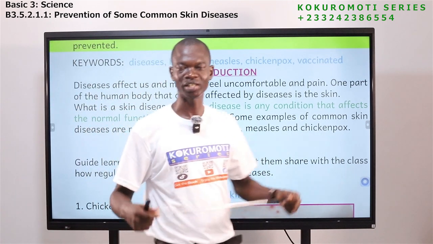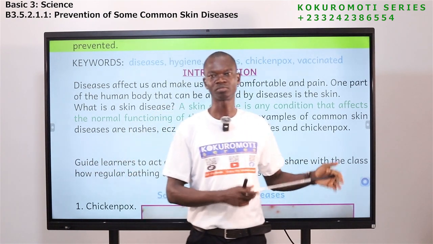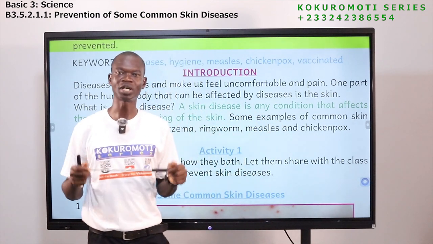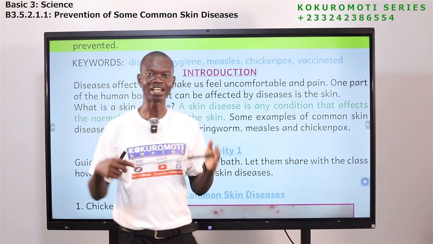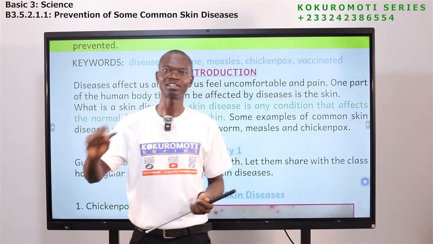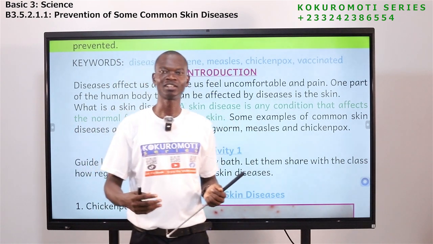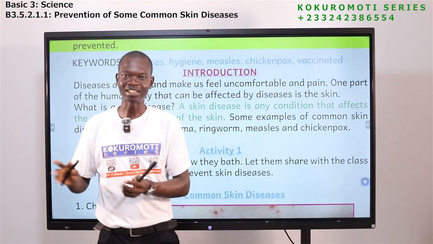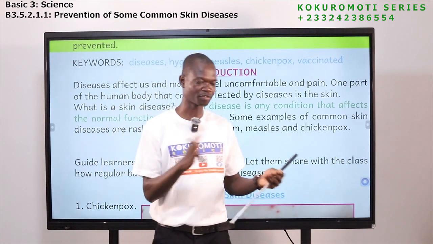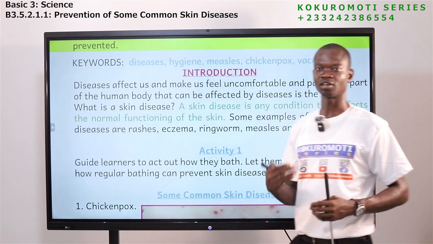Today's lesson, as I've told you, is about skin diseases and how we can prevent ourselves from some common skin diseases. Anytime you hear about skin diseases, you should know that there are two words, skin and disease. It means that the disease affects only the skin. Apart from our skin, there is no other part of the body that skin diseases affect. It affects the normal functions of our skin.